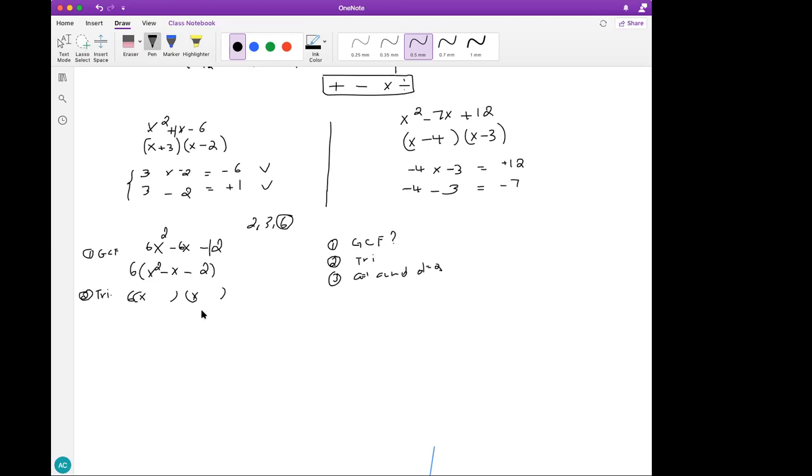So we have to find 2 numbers that multiply to negative 2 and add up to what? Negative 1. Exactly. 2 numbers that multiply to C, which happens to be negative 2, and either add up or subtract to the coefficient of X here, which is negative 1. So that's important. That's a negative 1.